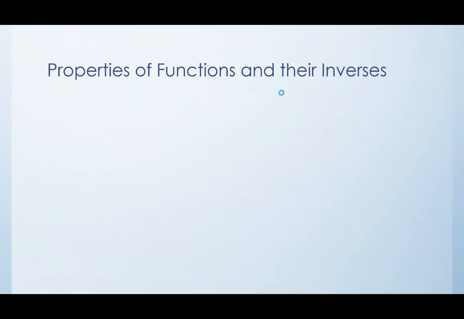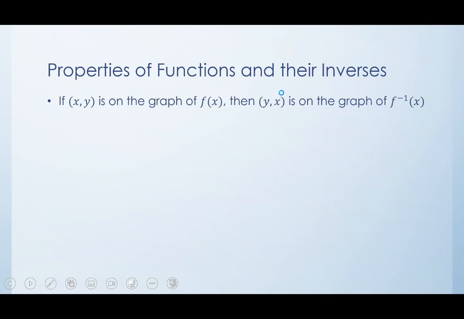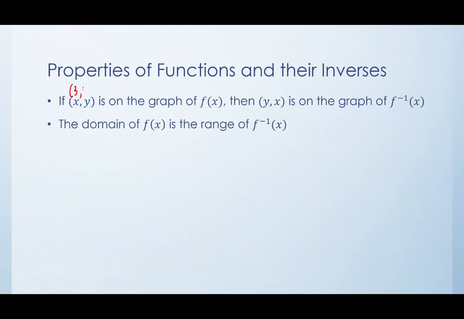So some properties of functions and their inverses, and this is just kind of things to know. We've already talked about if the point x, y is on the graph of f of x, then y comma x is on the graph of f inverse, and that is because of what the inverse function is, right? So I always like to put examples here. Like if it's the point 3, 4 on the function f of x, then we know 4, 3 is on the inverse. And as we kind of just saw in the previous example, the domain of f of x becomes the range of f inverse, of course with y's instead of x's.